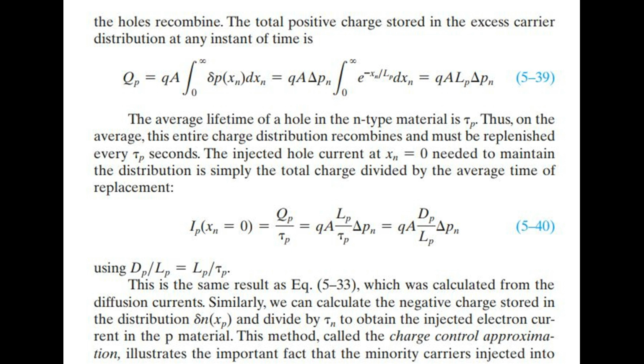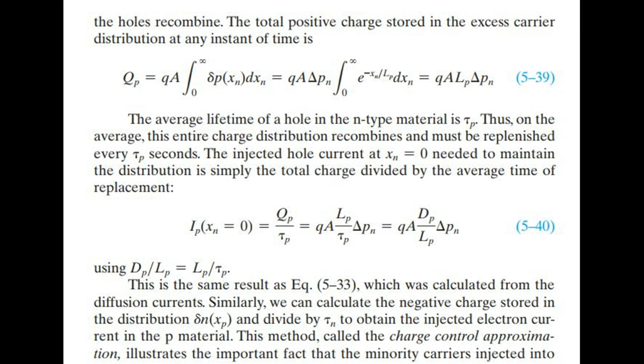The injected hole current at xn = 0 needed to maintain the distribution is simply the total charge divided by the average time of replacement. This is the same result as Eq. 5-33, which was calculated from the diffusion currents. Similarly, we can calculate the negative charge stored in the distribution δn(xp), and divide by τn to obtain the injected electron current in the p material.